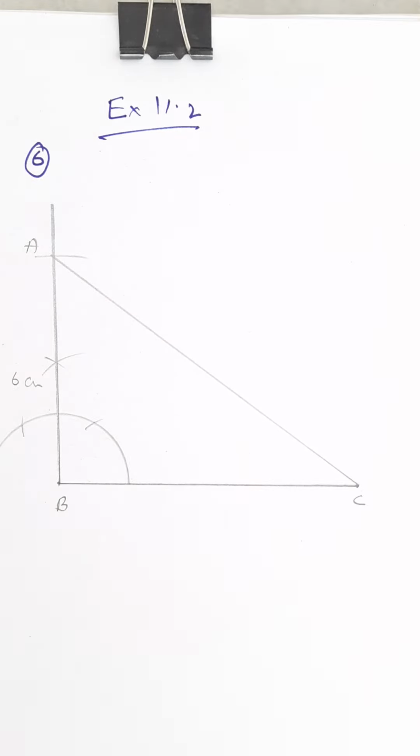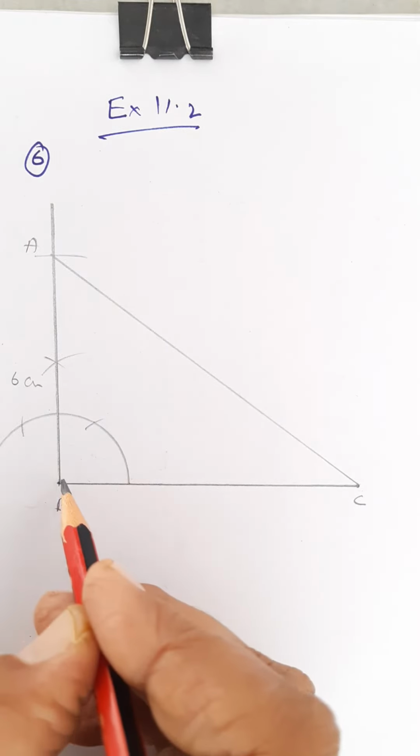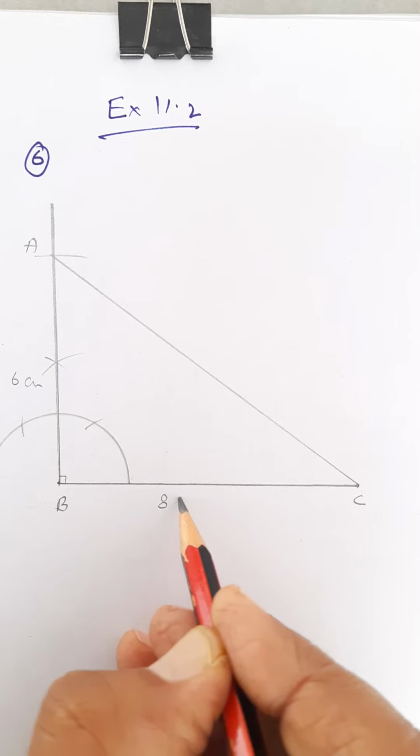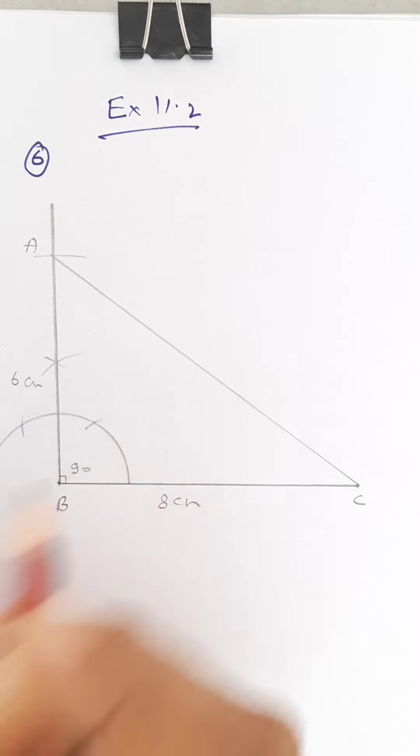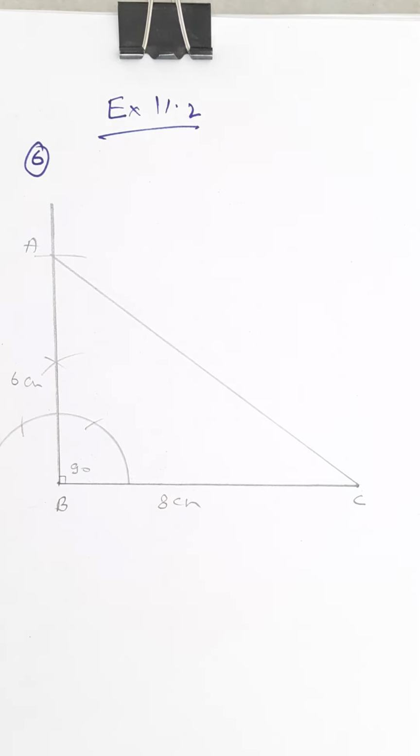Yes, so it is a right angle triangle, and up to this part you already did in lower classes, but still I explained you how to make a right angle. This is 8 centimeter. This is 90 degree. Now the next is BD is perpendicular from B on AC.